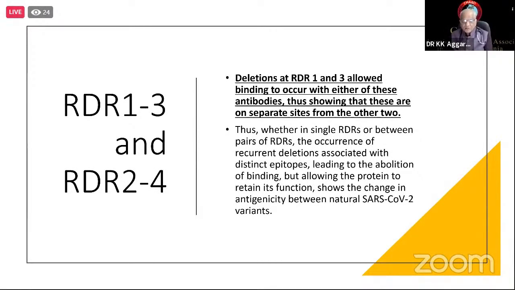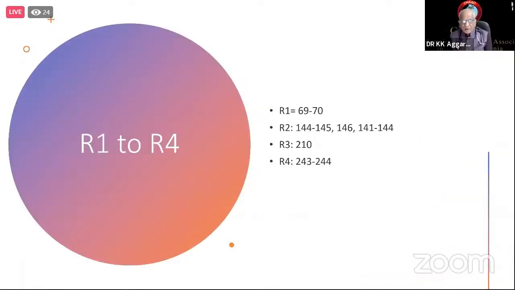I'm not going into details because R1 comes from amino acid 69 to 70. So therefore, the 69-70 deletion is the R1 part of the NTD. 145 is the R2 part of the NTD. And 240 to 243 of South Africa is in the R4 part of the NTD.